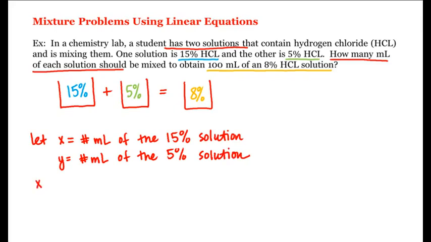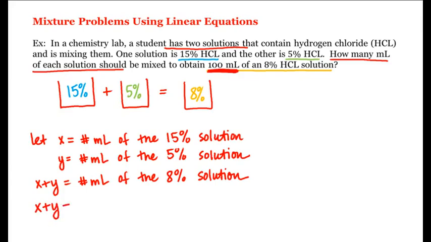And therefore, X plus Y will equal the number of milliliters of the 8% solution. However, looking back up here in our problem, we know how many milliliters that has to be. It has to be 100, which means that X plus Y is equal to 100, or Y is equal to 100 minus X. So let's write that up here.